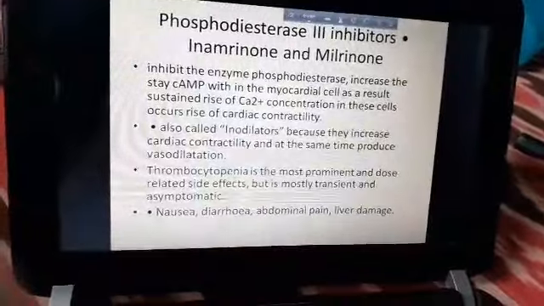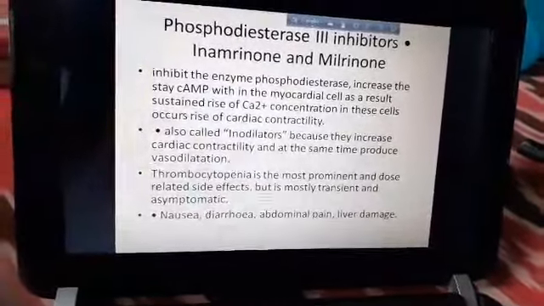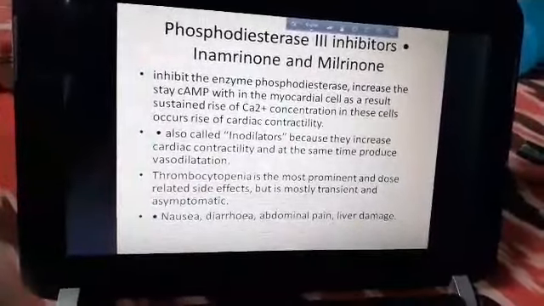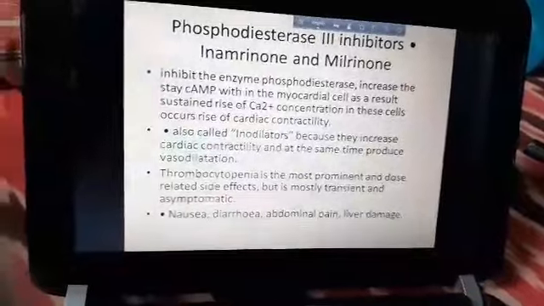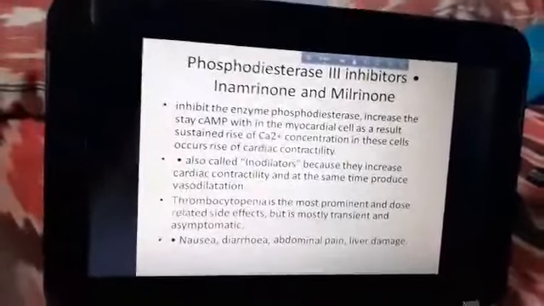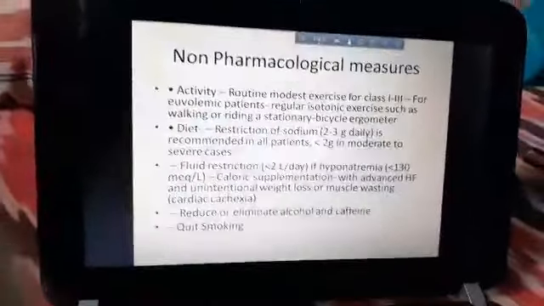Also, increased cyclic AMP leads to vasodilation. So they are inodilators. That means inotropic agent plus vasodilator, because they increase the cardiac contractility and at the same time produce vasodilation. Thrombocytopenia is the most prominent dose-related adverse effect. So remember these names, inamrinone and milrinone. In heart failure, they are very preferred drugs because of their inotropic effect as well as vasodilatory effect.